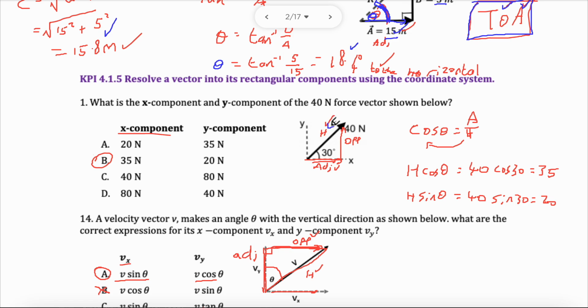I am given the horizontal. This is 40. I have it. I have an angle. I will use SOHCAHTOA. Let's label it. This is hypotenuse. This is the opposite. This must be adjacent.